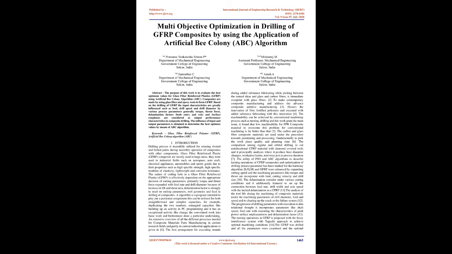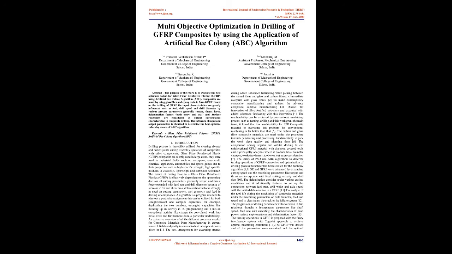An extensive overview of all the different processes needed for composite materials parts manufacturing in current research fields and partly in current industrial applications is given in 1. The best arrangement for executing strands during additive manufacturing, while picking between the named ideas and glass and carbon fibers, is direct overprint with glass fibers. 2. To make contemporary composite manufacturing and address the advanced composite additive manufacturing. 3. Analyze the innovation of fiber reinforced polymers and executed with additive manufacturing with this innovation.